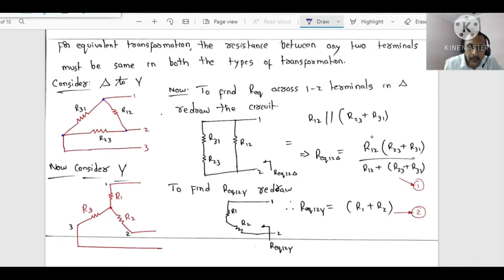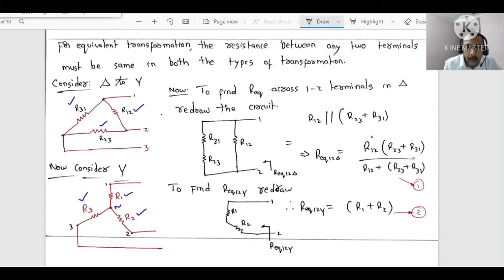Resistor between 1 and 2, name it as R12. Resistor between 2 and 3, name it as R23, and between 3 and 1, name it as R31. If it is transformed to the star, now these same nodes 1, 2, 3 must be existing. And now this R1, which is between the first node and the neutral or zeroth node, between 1 and n, R1. Second node to neutral, name it as R2. Third node to neutral, name it as R3.